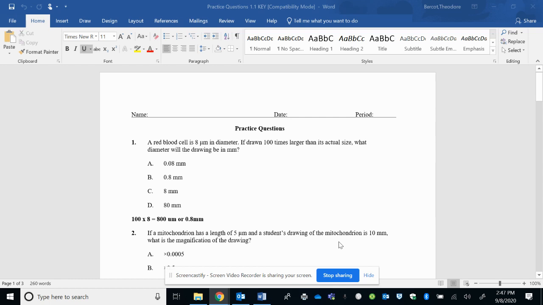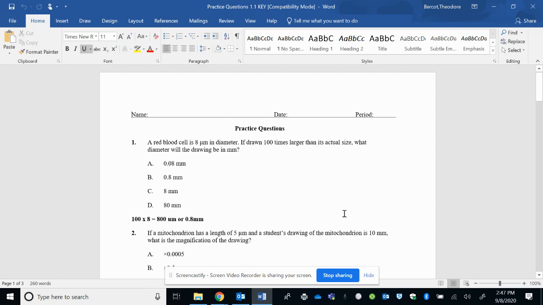These are the answers to the 1.1 practice questions. I decided to grade this for completion rather than if you got the answers right, because this is the first time you're seeing these questions. These are actual IB questions from an IB question bank. So we'll go through these. For multiple choice, those are typically worth 1 point each.